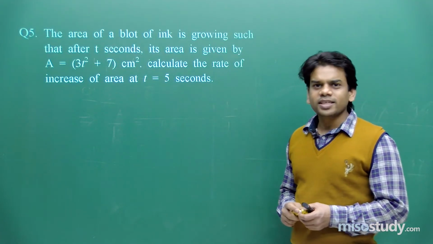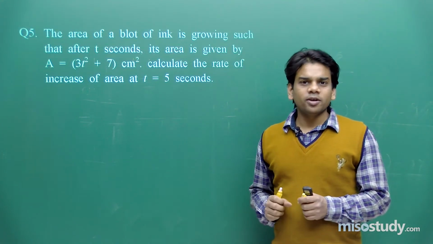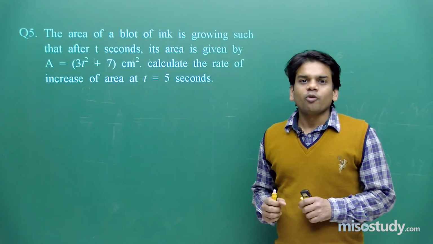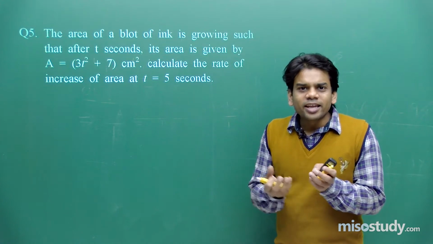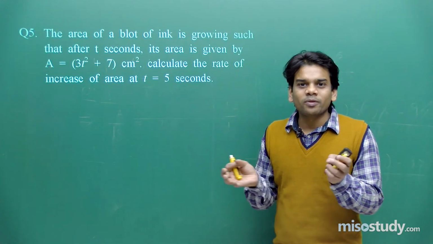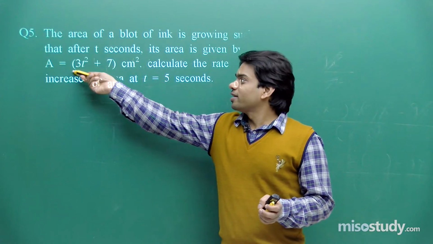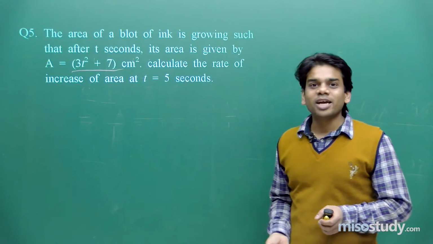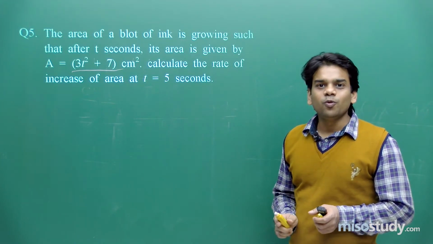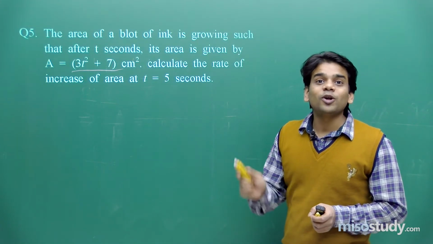Not too tough question. Here what is happening, you have dropped an ink on a piece of blotting paper. Now we know that gradually the area which is occupied by the ink will increase. The blotting paper will soak the ink, that will increase. Its dependence on time is given here. So we have to find out how the area is increasing and how it is dependent on time.